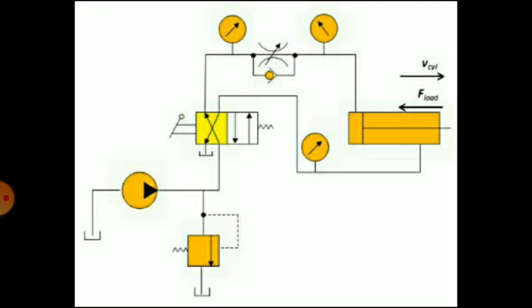So you can see the diagram. The fluid from the pump enters at port P. Through that port P, it will enter the piston area, and you will get the forward stroke. During the return stroke, the position of the direction control valve is changed, and you will get the reverse stroke.